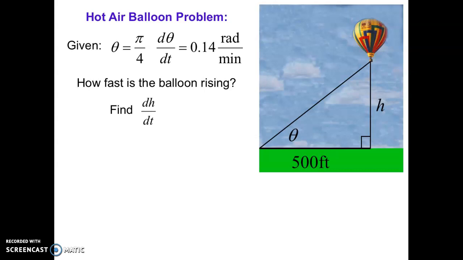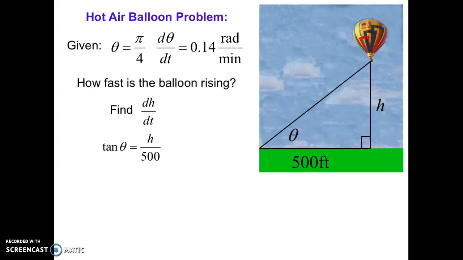They're asking me to find what is my dH/dt? What is my rate of change in the height with respect to time? Now, we have to somehow come up with a formula to relate h and theta, because those are our two variables here. This side right here, the 500, is not a variable. That is just 500. So how do I do that?